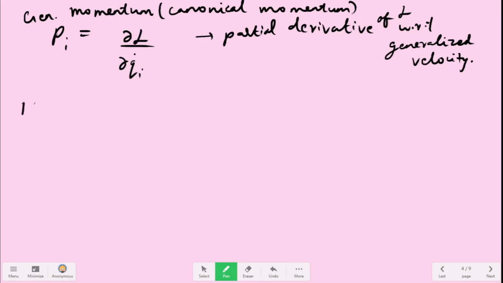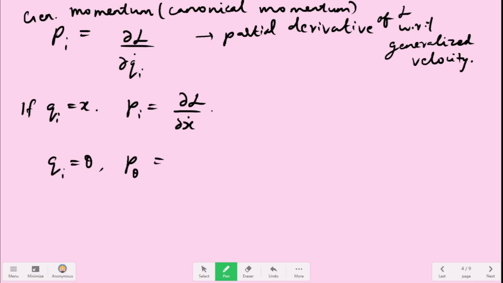For example, if Qi is equal to x, then Px is equal to del L upon del x dot. If Qi is equal to theta, then P theta is equal to del L upon del theta dot.